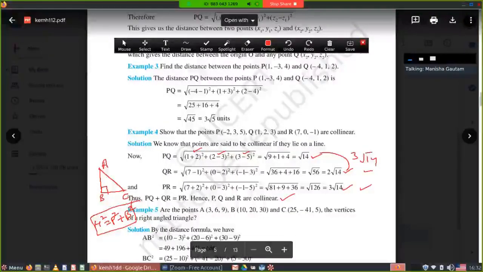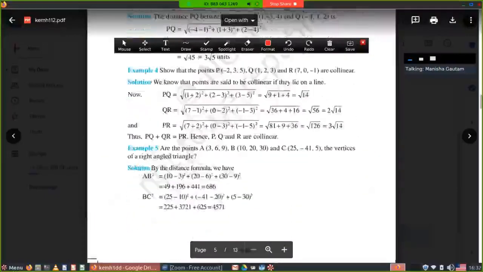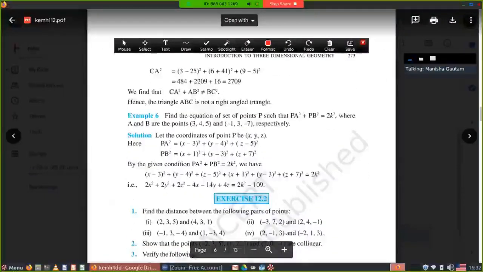You have to calculate distance AB and square it, BC and square it, CA and square it, and you have to add the square of two sides. You will get the square of the third side. If it is so, then the points show a right angle triangle, otherwise not. It means by using the Pythagoras theorem, you can show it. Here CA square plus AB square is not equal to BC square, so this is not a right angle triangle. If these are equal, then the triangle is a right angle triangle.